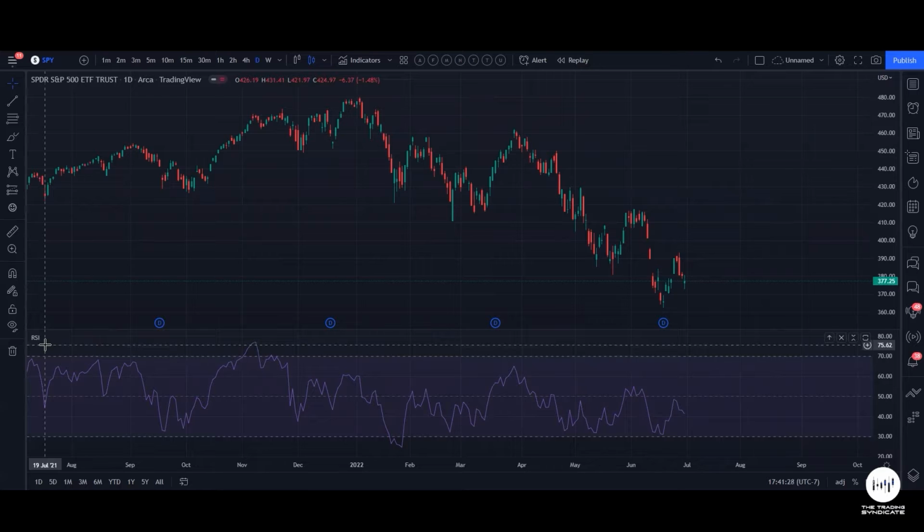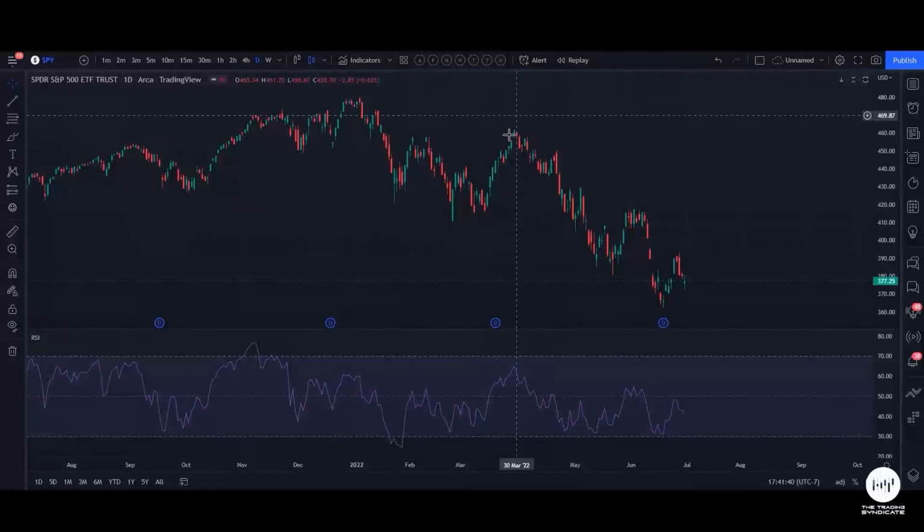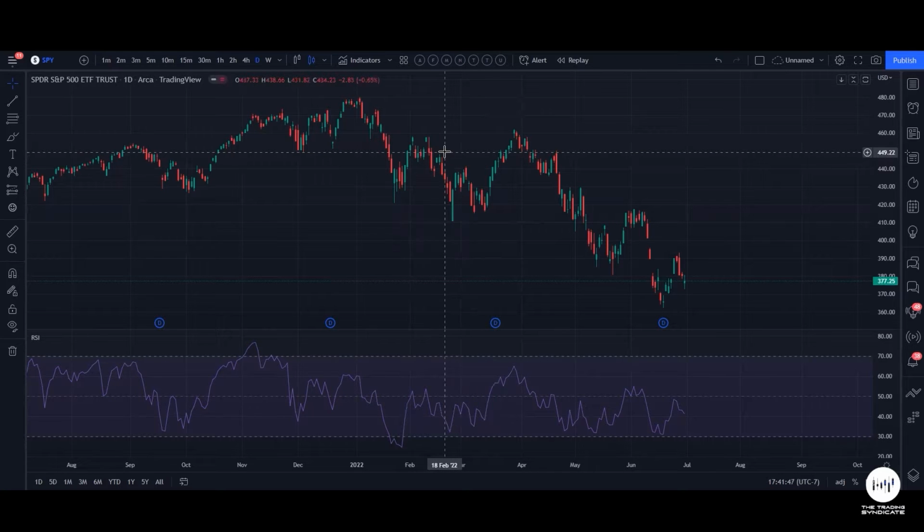Let's start off with the pure basics. RSI stands for the Relative Strength Index. And basically what this index is going to show you is how the current price fares in its current strength versus the previous candlesticks and where it was at previously.